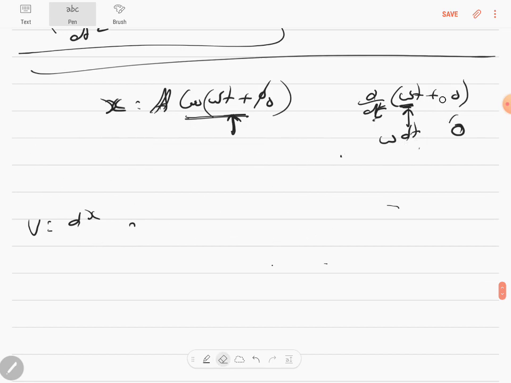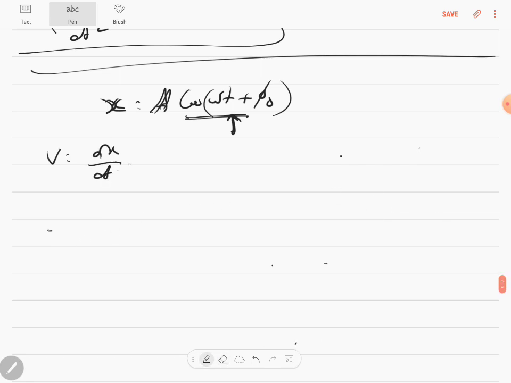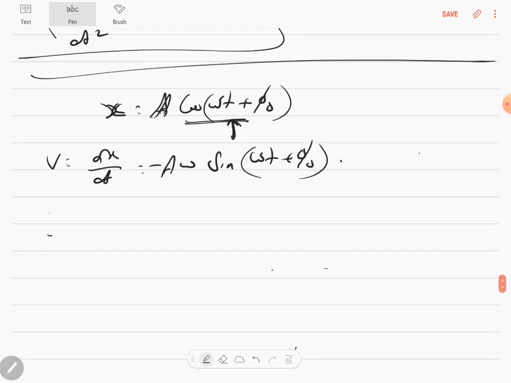Okay, so then therefore straight away you should be able to write, without even thinking about all this, you should know that the differentiation of x, which is v, is equal to dx by dt, itself is minus a omega sine omega t plus phi naught. Now you want to get acceleration, differentiate it again, d square x by dt square. When you differentiate sine, it will be cos. And inner differentiation another one omega. So minus a omega square cos omega t plus phi naught.